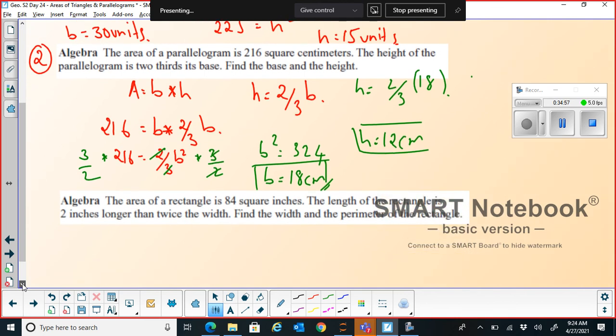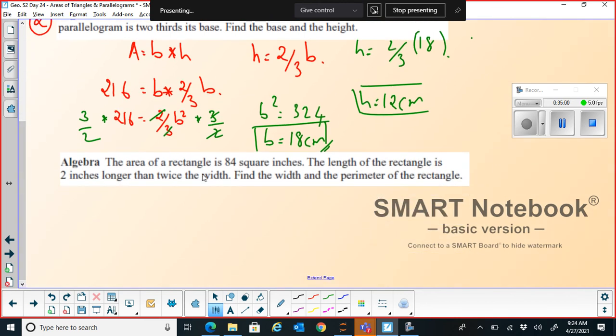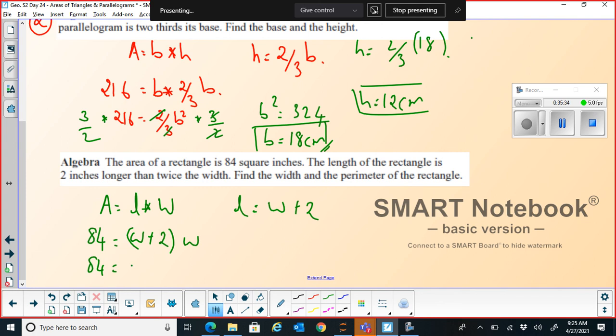Then given one more. The area of rectangle is 84 square inches. Area of rectangle is length times width. Area is 84 square inches. The length of rectangle is 2 inches longer than the width. Length is width plus 2, right? So I just write length as W plus 2 times W. We got to further simplify this. 84 equals W square plus 2W.